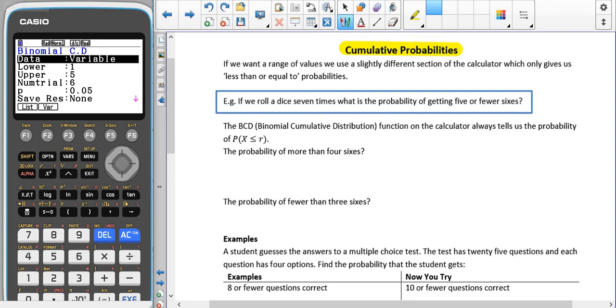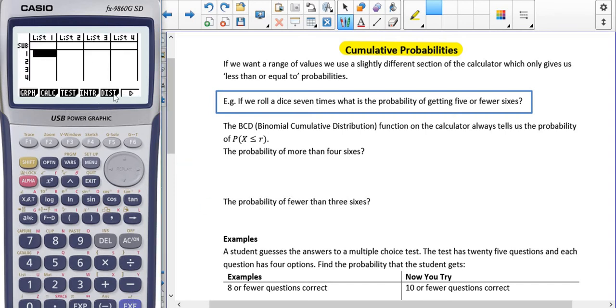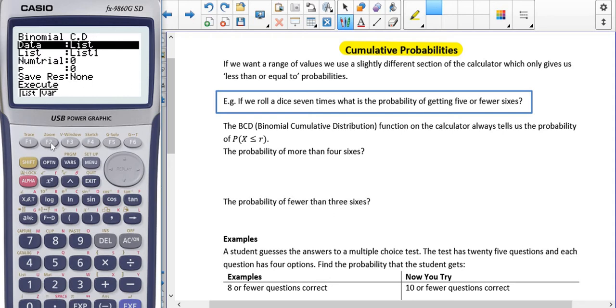Now, if you have an older version of the calculator, which may look like this one here, when you go into the statistics function and go into Dist, Binomial, and then into BCD, it'll look like this at first, and if we change it to variable, you can see that we have X, number of trials, and P. So we don't have the lower and upper. And what this X bit here does is that it only does less than or equal to. So this less than or equal to is in the old calculator.